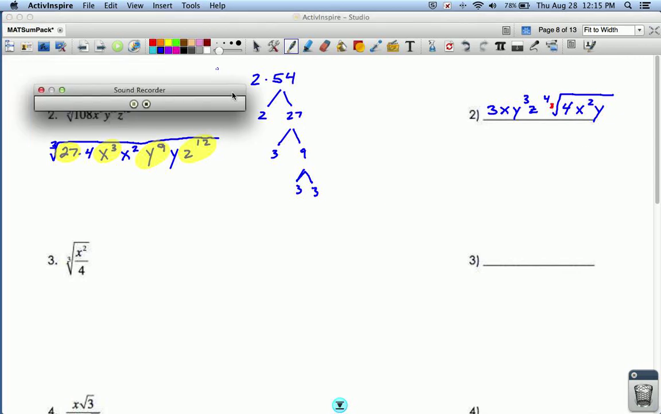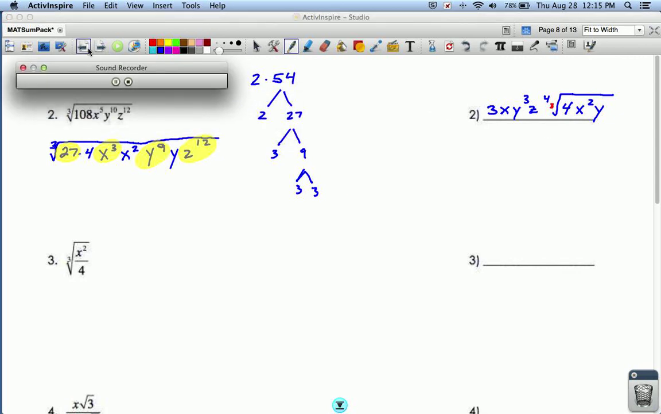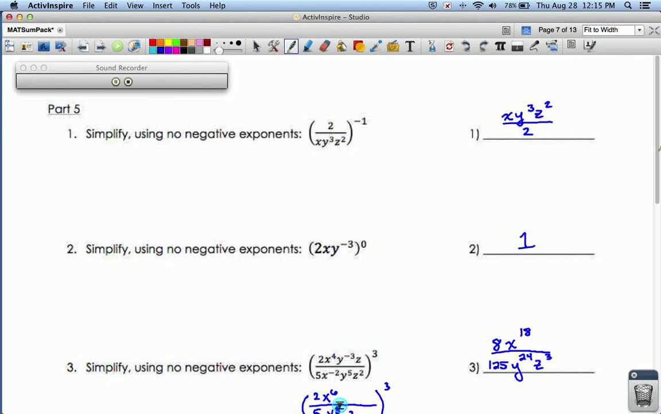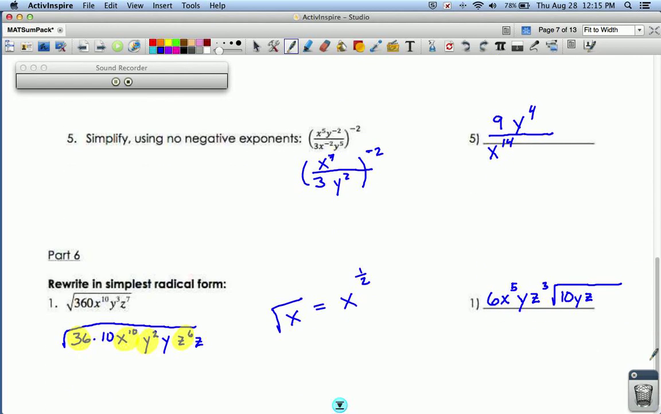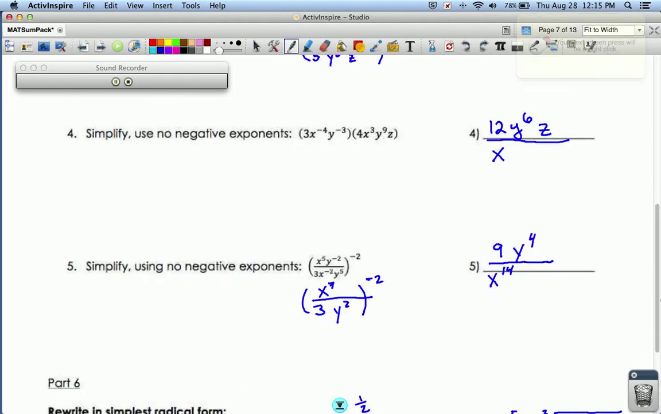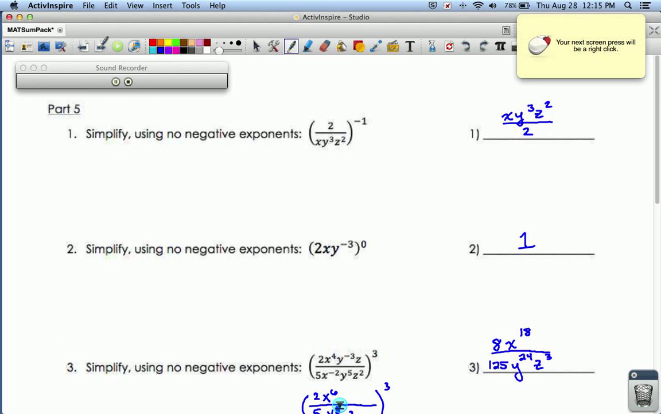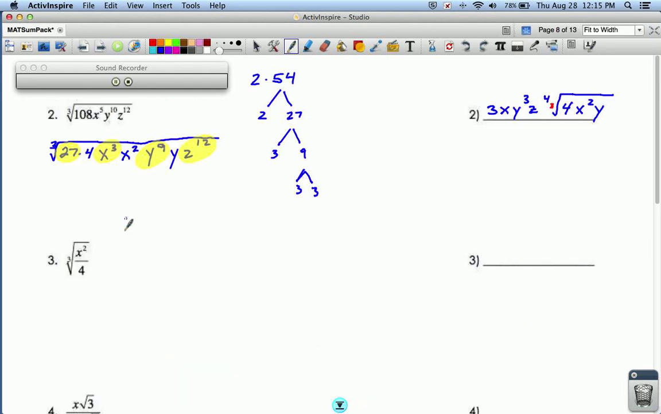Let's see if there are some directions hiding back here. I want to go to the previous page and see what the specific directions are in this section. Rewrite in simplest radical form. So simplest radical form for this one, I don't think you can do anything. I mean, maybe you can argue that this is a simpler form. Looks good to me.